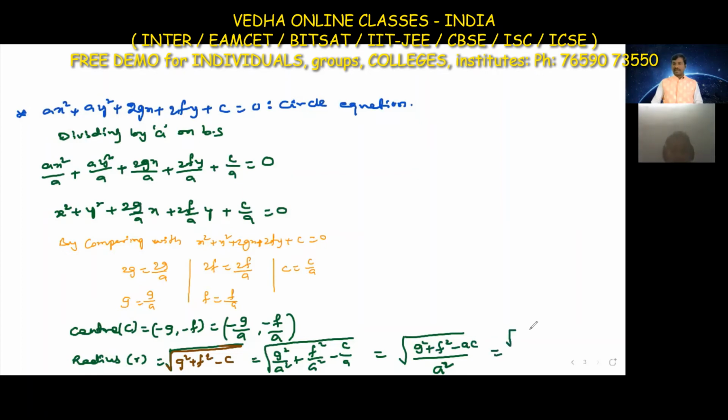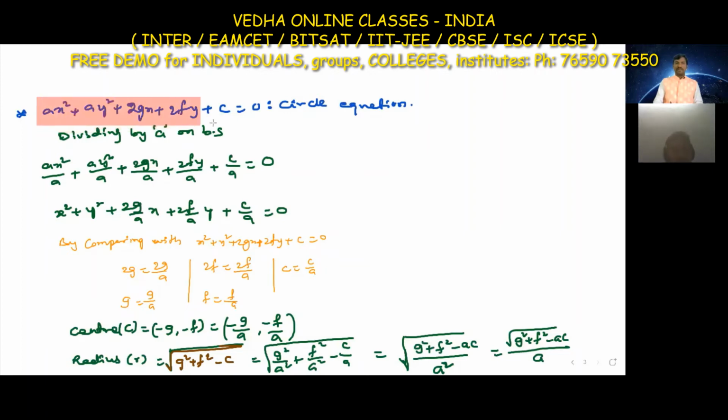Take the numerator and write it as g square plus f square minus ac. For the denominator, we can cancel the square and root. If we separate the square and root, we can cancel them, so under the root we get this. So here, what is the formula? What do we have to remember here?